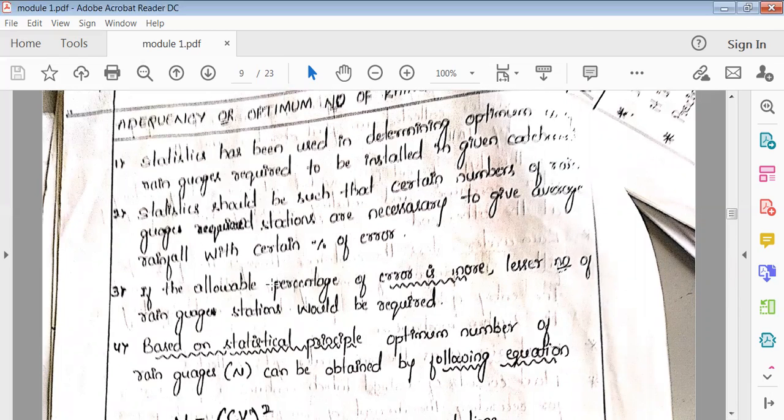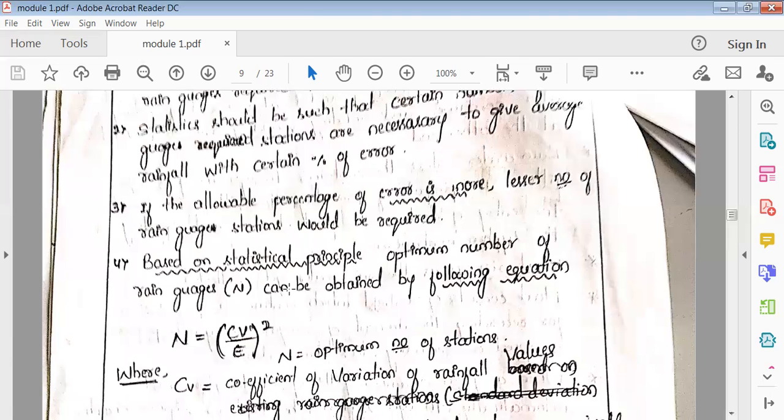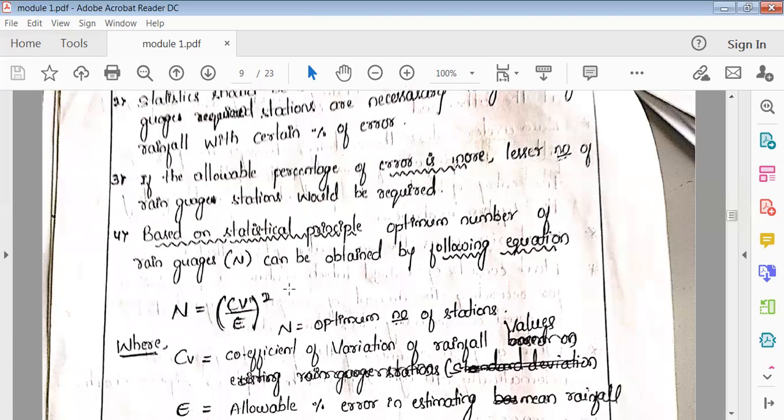So here we use statistics to determine the optimum number of rain gauges which have to be installed, and it has to be in such a way that a certain number of rain gauge stations are necessary to give average rainfall with a certain percentage of error. So everything has a percentage of error, so this percentage of error should be as low as possible. If the allowable percentage of error is more, then a lesser number of rain gauge stations would be required. And based on the statistical principle, the optimum number of rain gauges N can be obtained by the following equation.